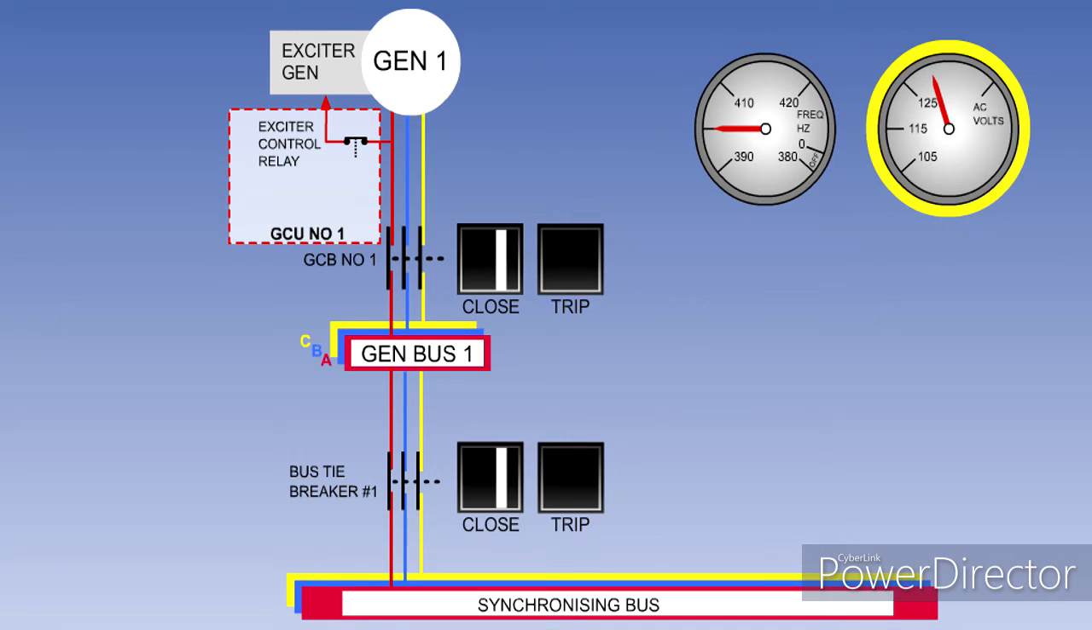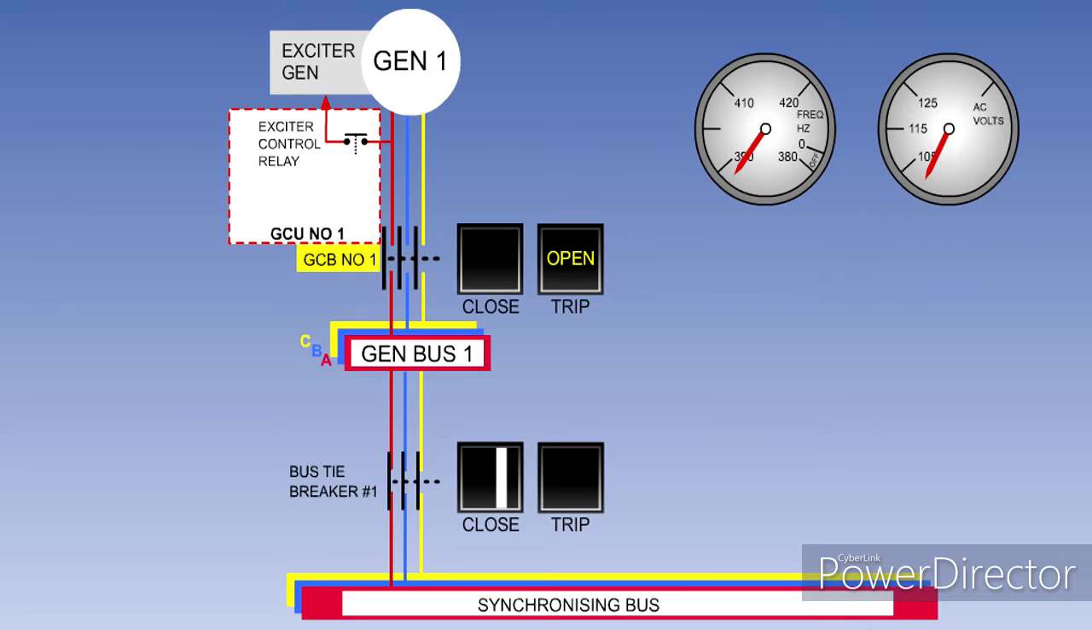If the generator develops an overvoltage or overexcitation fault, that is to say, if the output voltage or the field excitation current flow becomes excessive, the GCU will open the exciter control relay. This will cause the generator output to fall to a residual value. It will also open the generator control breaker to disconnect the generator from its load busbar.